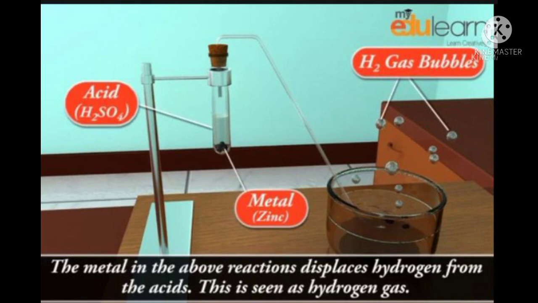HCl reacts with zinc to form ZnCl2 plus hydrogen. The upward arrow symbol here indicates the liberated hydrogen gas.